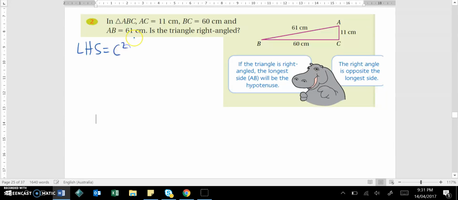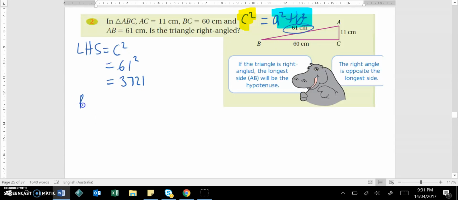When we say that, we're talking about Pythagoras' theorem. If we've got c squared equals a squared plus b squared as a rule, then the left-hand side of the equation is on the left of the equal sign, and the right-hand side is on the right of the equal sign. So we're going to take the left-hand side. We know that c stands for the longest side, and in this case that's 61. So 61 squared, and we can work out what that is, 3721.